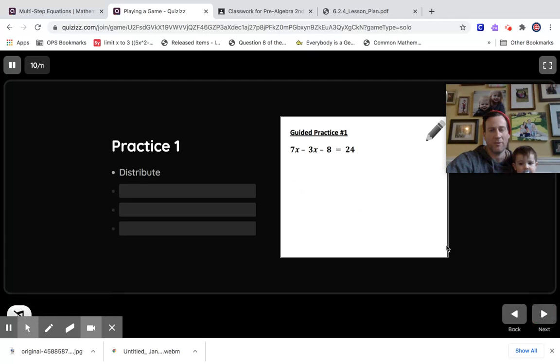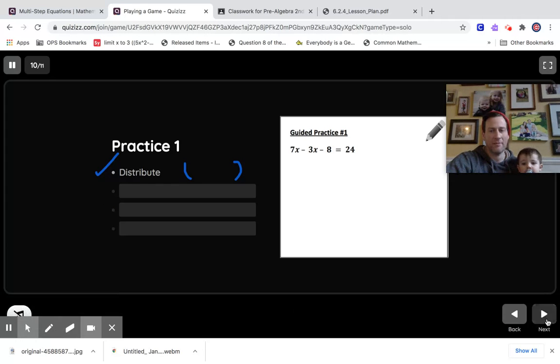Our first step is we're going to see if we have any distributive property. So if I look here, remember distributive property deals with the parentheses. And if I look in here, I have no parentheses. So I don't need to distribute. So I'm good with that one. So I'm check that one off. I'm good on my list. Okay. So I'm ready to go to the next step.